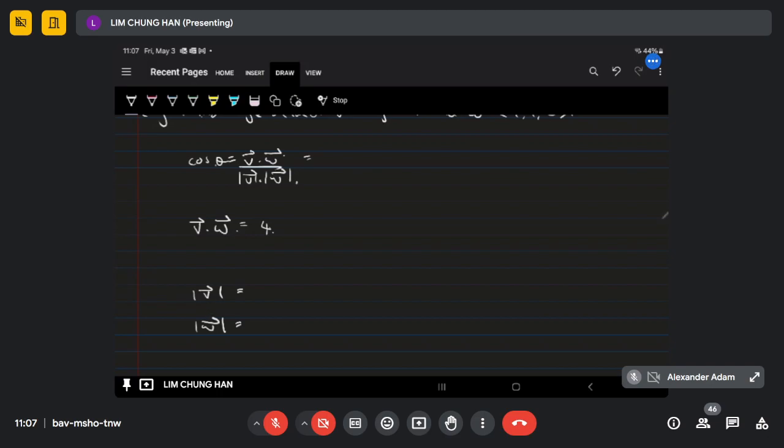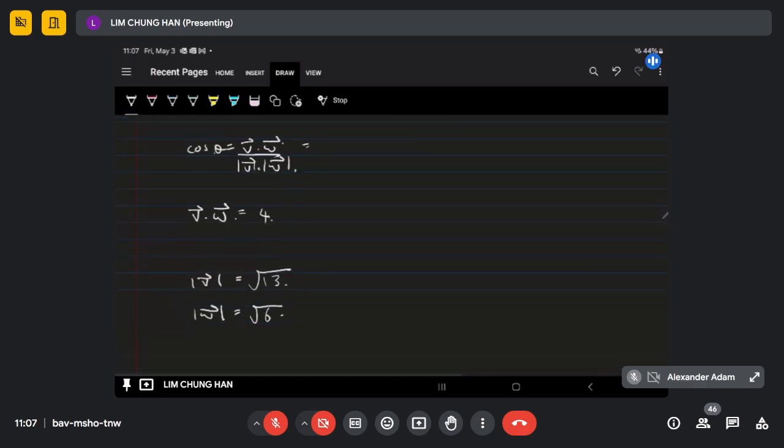Next, magnitude of V. Someone else. Square root 13. Square root 13, 1, 3. Okay, good. Okay, next, magnitude of vector W. Root 6. Okay, good. Okay, so then you put everything in here.